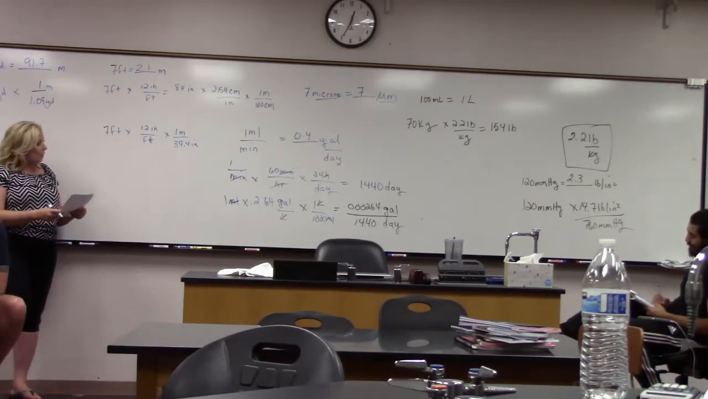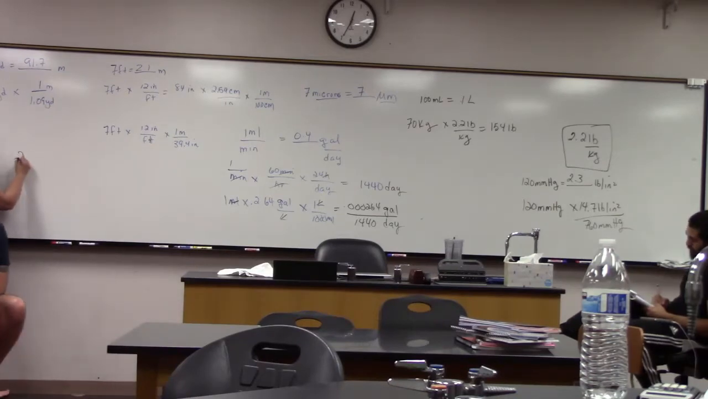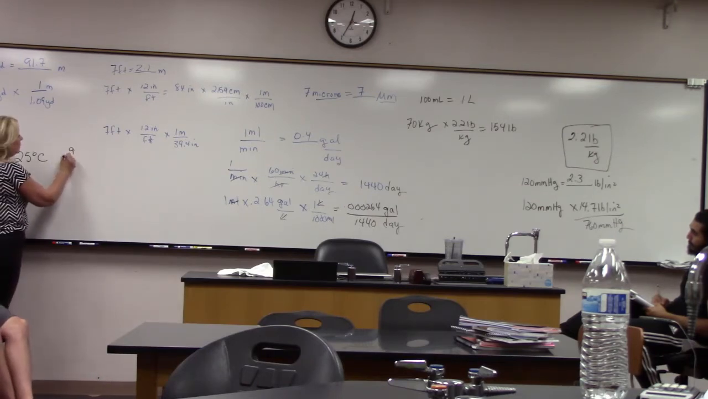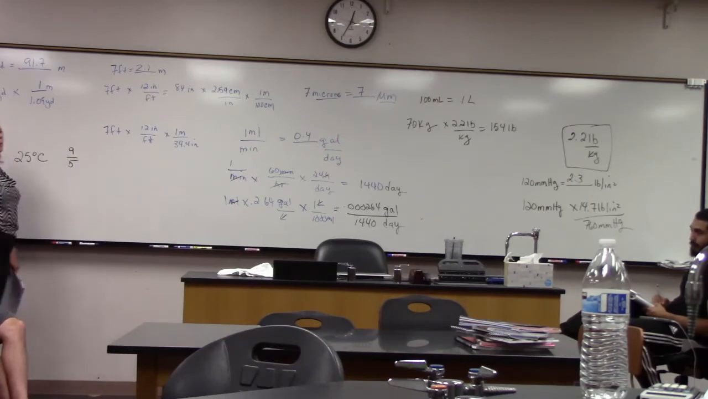All right, so now we have a 25 degrees Celsius room, which is what we would consider room temperature. How do I convert this to Fahrenheit? 9 over 5, which is the same as 1.8. Yeah.